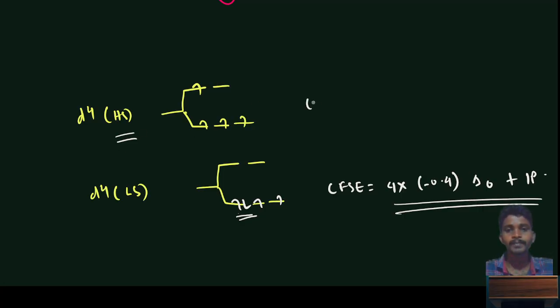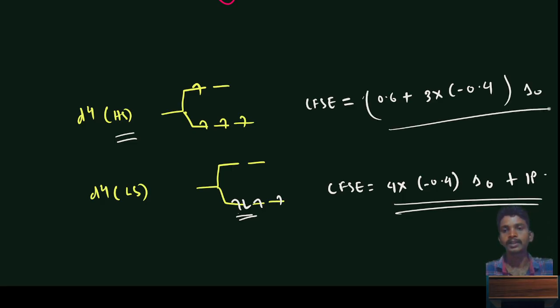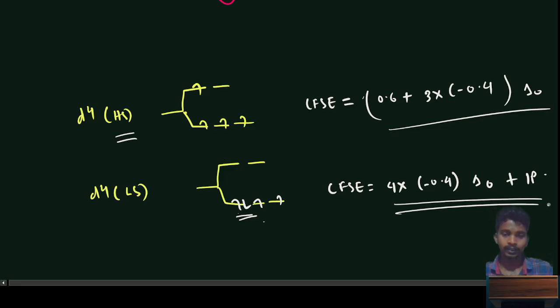For this case CFSE will be, that is here 0.6, and this is 3 into minus 0.4 delta naught. This is the CFSE for this case. So if there is no chance of pairing with high spin, then that pairing will be taken as it is.